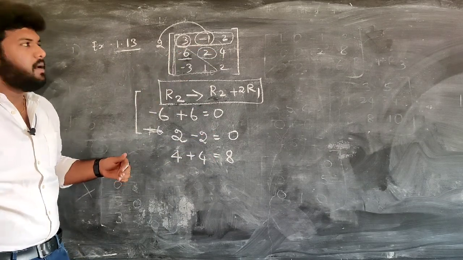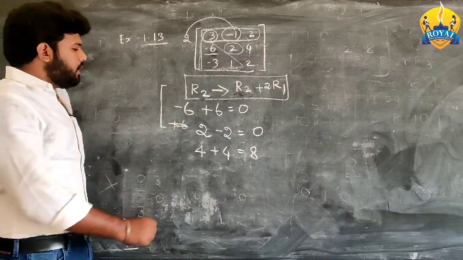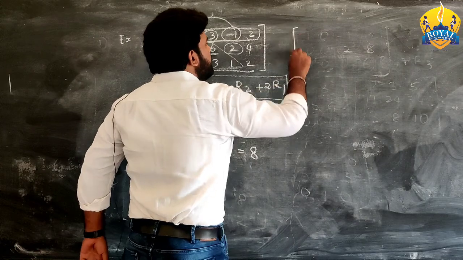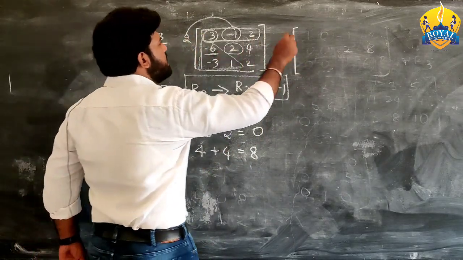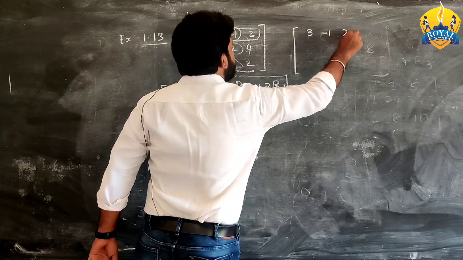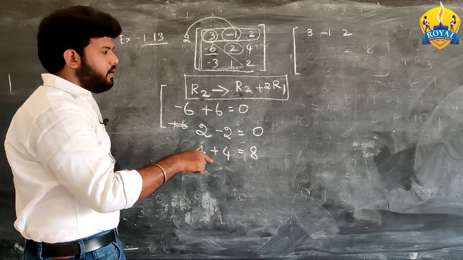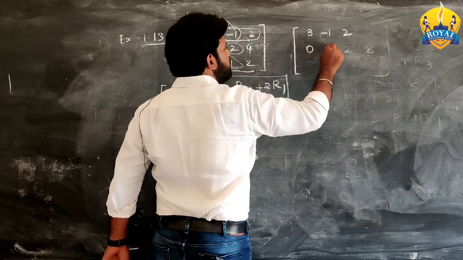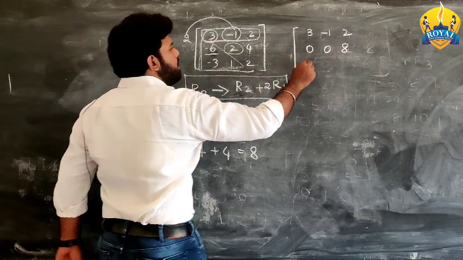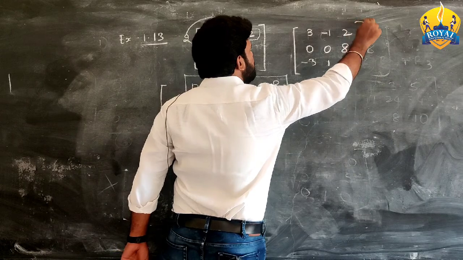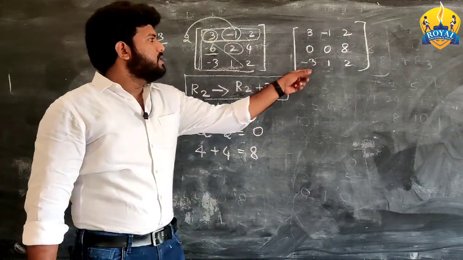I am going to write the matrix again. I didn't change the first row, so I have written the first row. There's a change in the second row: I am going to write the second row as 0 0 8. The third row is minus 3, 1 and 2. Now I need to change this to 0.